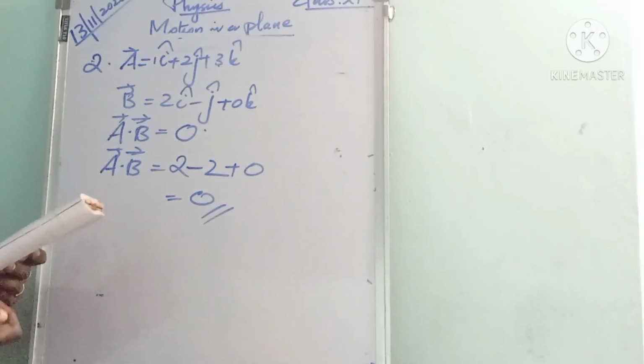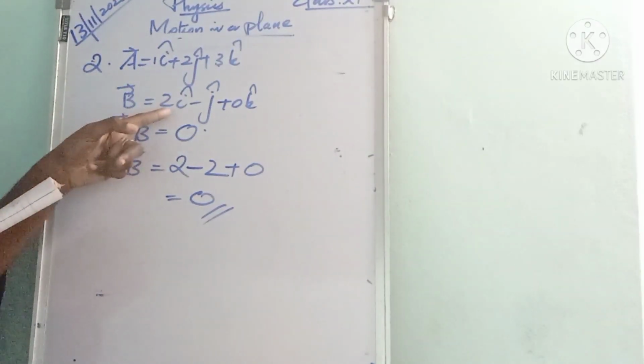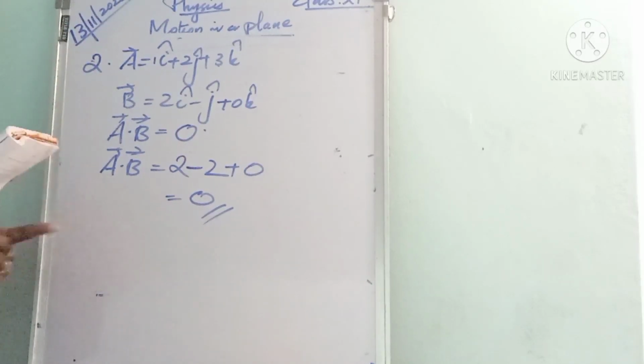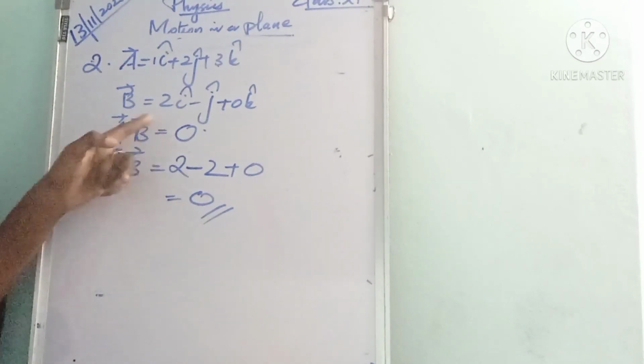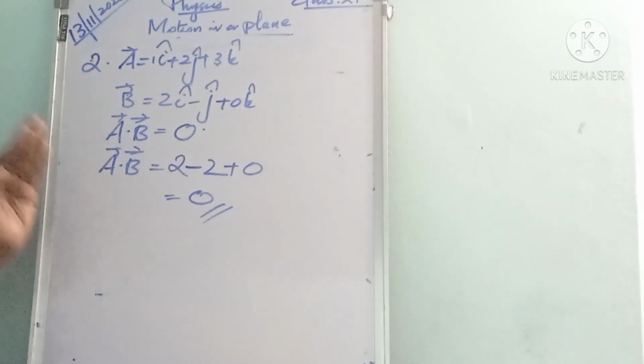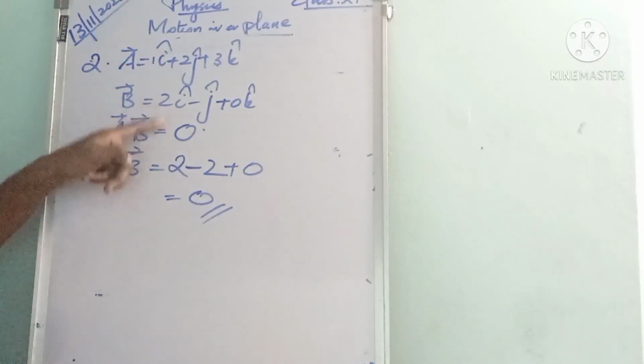Listen, here we have two vectors, A equal to i plus 2j plus 3k and B equal to 2i minus j. We have to prove that these vectors are perpendicular to each other. If the two vectors are perpendicular, then its scalar product is 0, so A dot B is 0. So first we have to find A dot B. A dot B is equal to, here it is 1 into 2, it is 2.